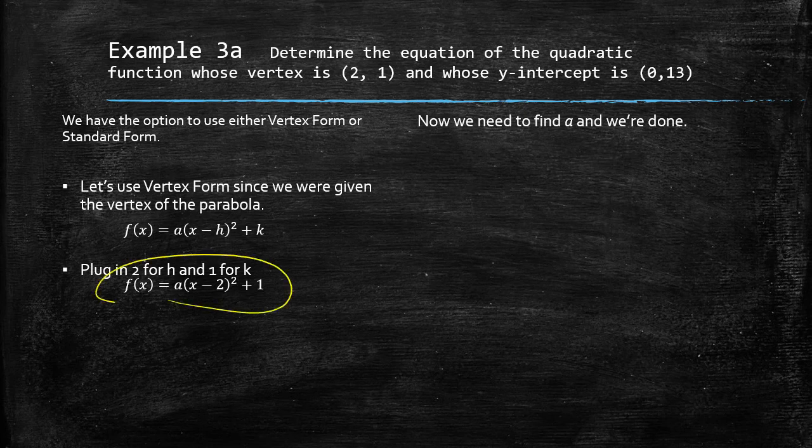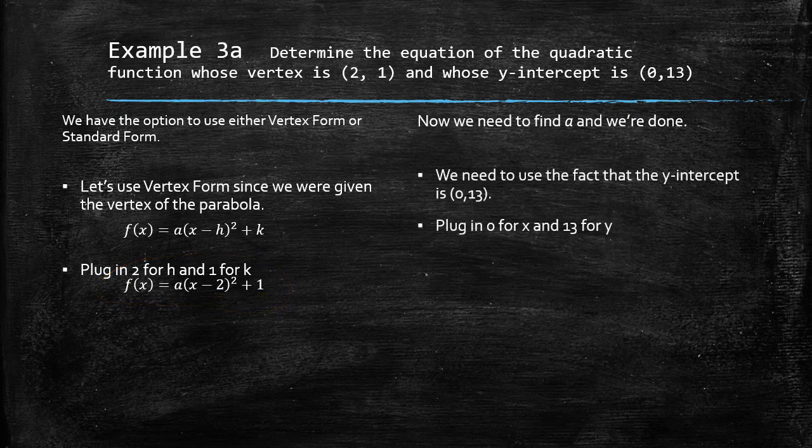Again, this right here is vertex form of our parabola, where the h value has been replaced with 2, and the k value has been replaced with the 1. Again, just figure out what a is, and then we're done. To determine a, we need to use the second piece of information, the fact that the y-intercept is (0, 13). If instead you're given a different point on the graph, you still simply replace the x value with what you're given, and then the y value with what you're given.